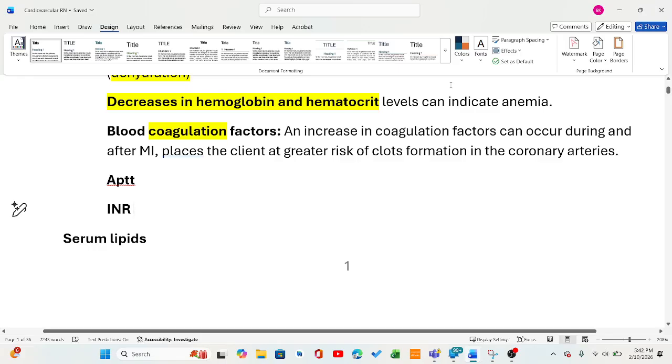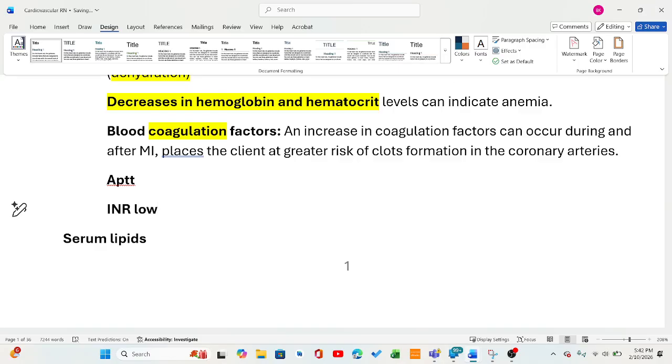The good thing is that with INR, you're not supposed to know the therapeutic range. NCLEX will give that to you. But what you need to know is that when INR is low, it's an indication that the person is at risk of developing a clot.